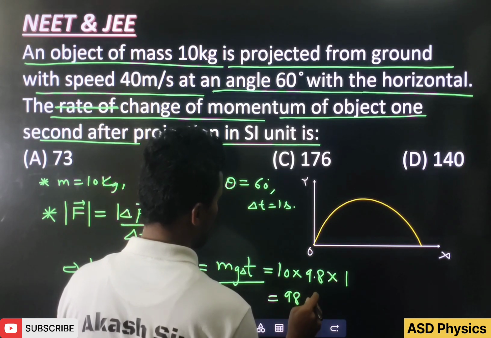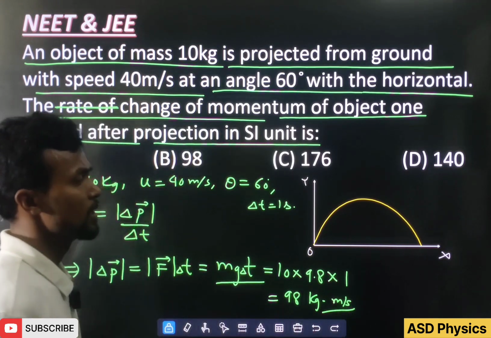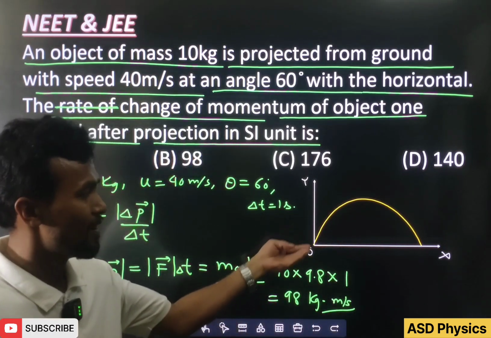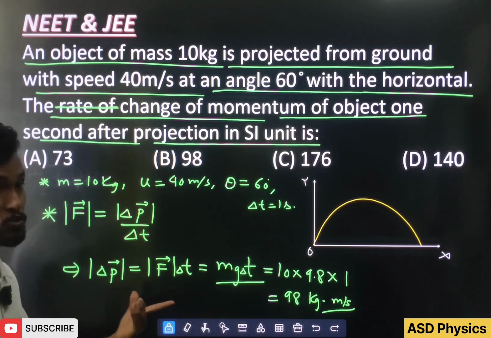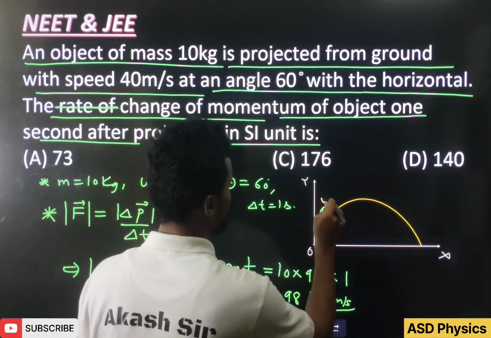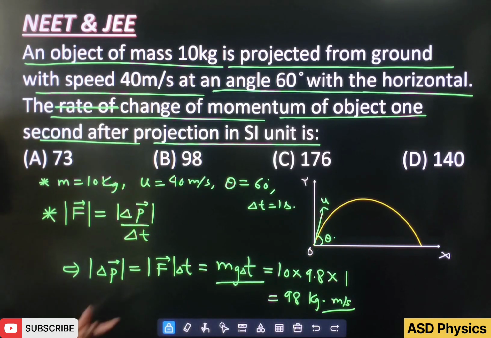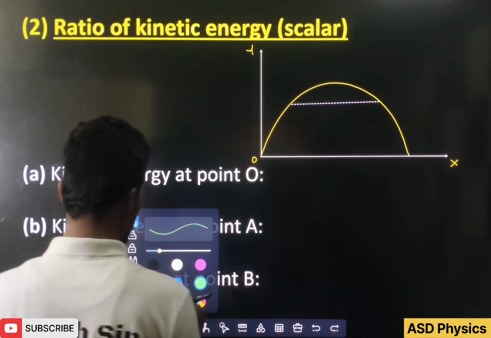So what is coming here? 98 kilogram meter per second. That is the SI unit of momentum. We do not need to see where the particle is at which time, whether the highest point, landing point, or somewhere in the middle. We know the time, and directly we can use this shortcut. Here the speed is u, projected with angle theta. So see the answer: when time is given, directly you can use mg delta t.